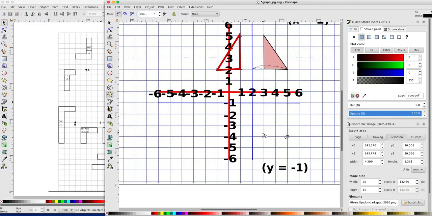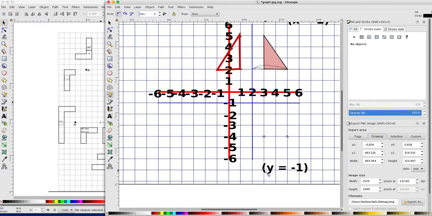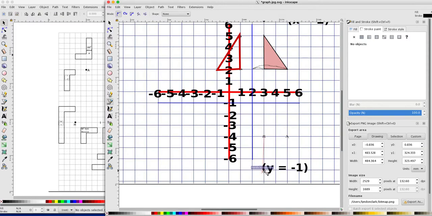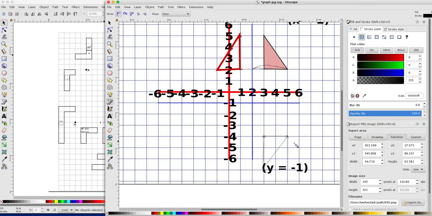1, 2, 3, 4. Oh, let me do that again. 1, 2, 3, 4, 5, 6. Sorry. 1, 2, 3, 4, 5, 6. That's actually off my graph, which is down here. And then we can draw our shape. So our shape goes from here to that point there, to that point there, to that point there. Okay, and that is our shape.